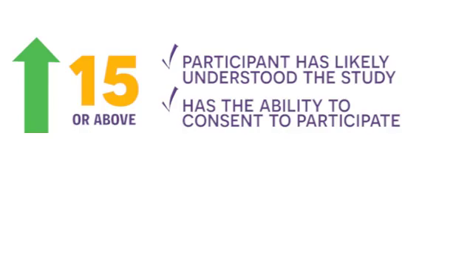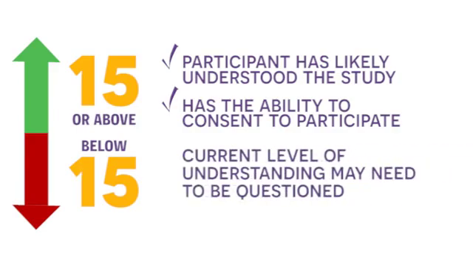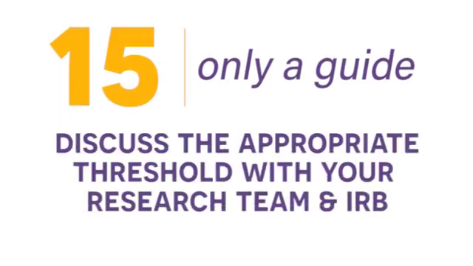If a participant scores lower than 15 points, their current level of understanding may need to be questioned. But a score of 15 is only a guide. You might set a lower or higher cutoff point depending on the risk level of the particular study. Discuss the appropriate threshold for your study with your research team and the IRB.